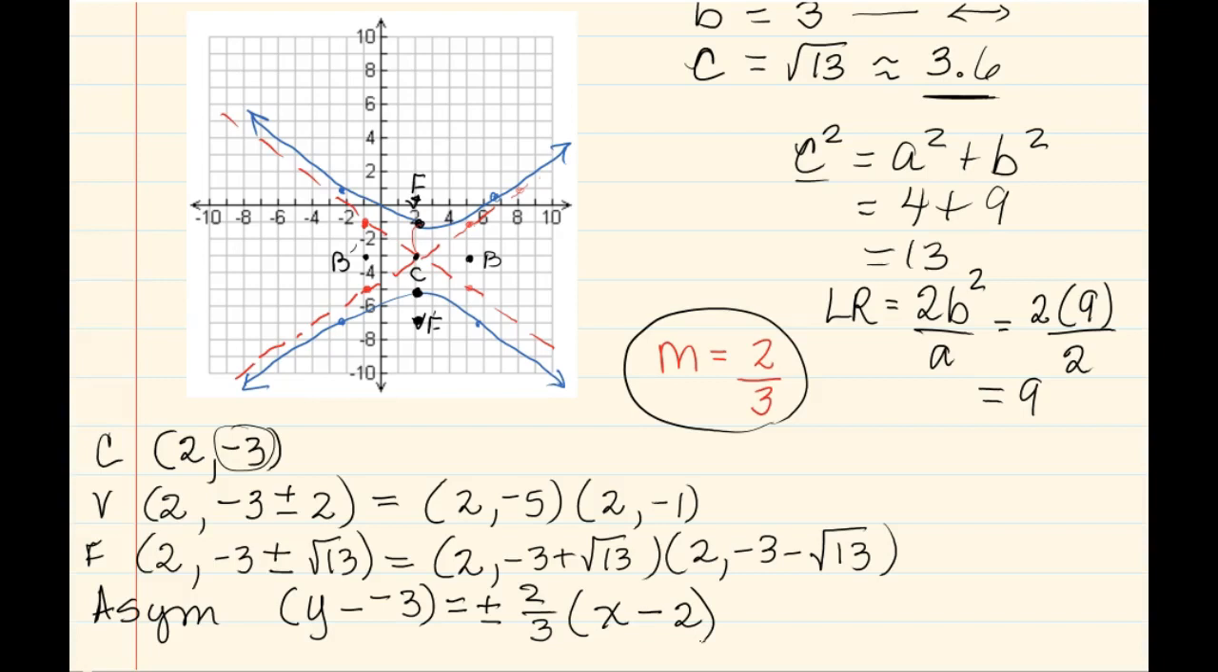The only thing that might be different is that MyMathLab may ask you to write these separately. But remember, we're going to have y plus 3 is equal to plus or minus 2/3 (x minus 2). And I would be happy to have that as the equation of our asymptotes.